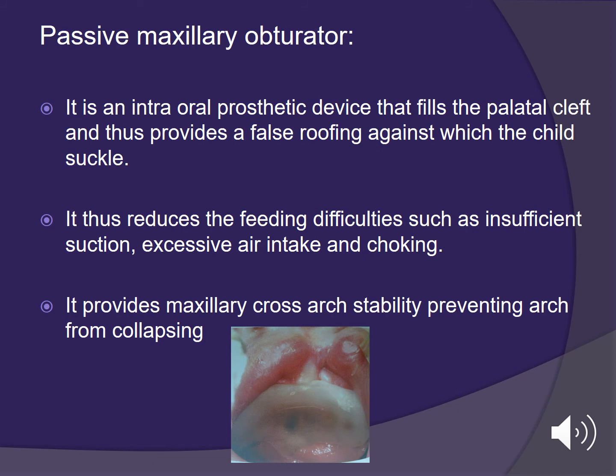Okay, what is a passive maxillary obturator? It is an intraoral prosthetic device that fills the palate cleft and thus provides a false roofing against which the child can suckle. It reduces the incidence of feeding difficulties such as insufficient suction, excessive air intake, and choking. It also provides maxillary cross-arch stability, preventing the arch from collapsing. So mainly the maxillary obturator is to seal the palatal arch.